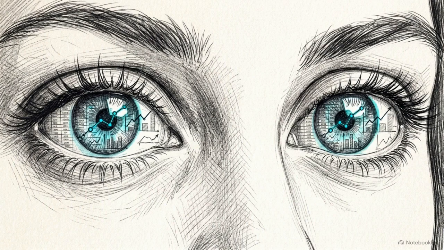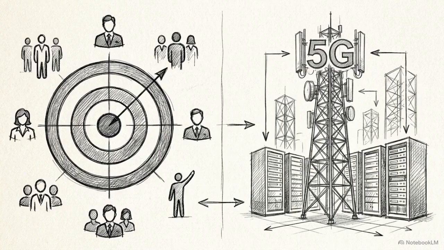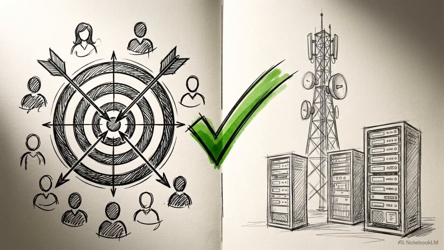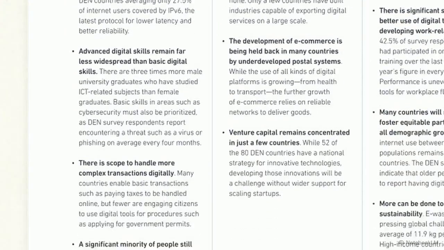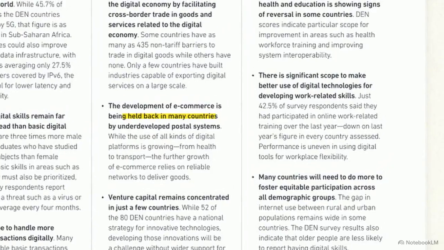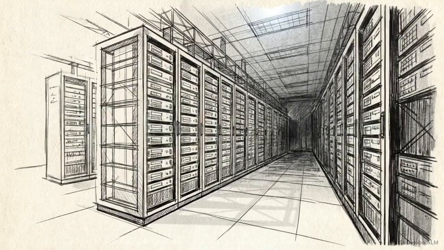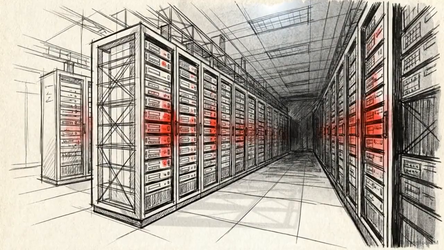Step 3 is the reality check. We cross-reference our target market with their digital enablers to verify physical capacity exists. This section shows 5G coverage is as low as 17.4% in parts of Africa, killing cloud-heavy apps. Under payments, 40% of connected users made 0 digital transactions last year. Finally, e-commerce development is explicitly held back by underdeveloped postal systems. A great solution will instantly collapse if the underlying math of the local infrastructure does not support it.